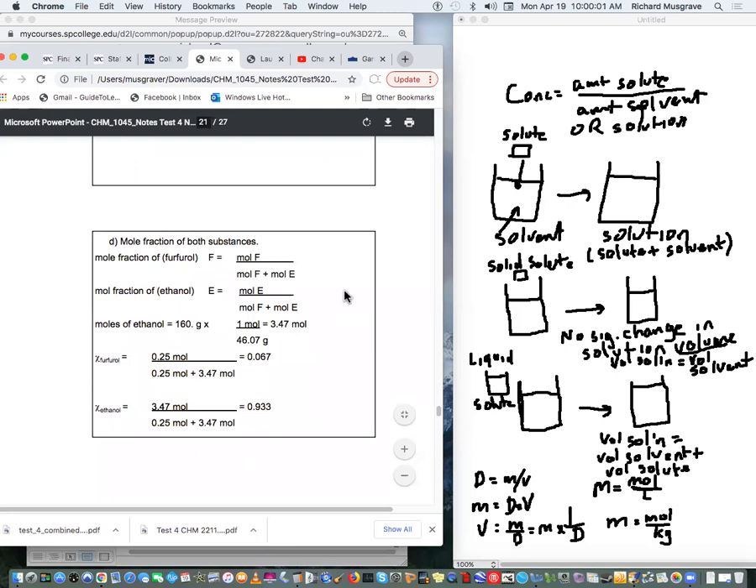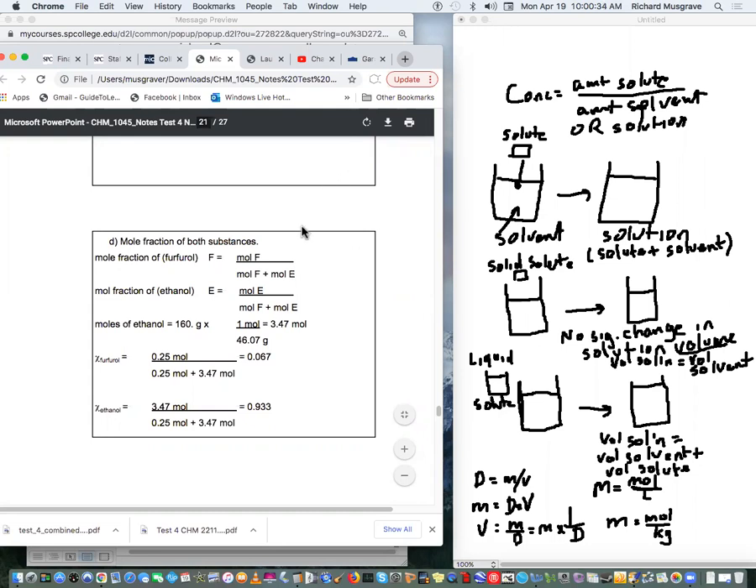We take the moles of furfural divided by the moles of furfural plus the moles of ethanol. That gives the mole fraction, again, no unit. And then the mole fraction of ethanol would be the moles of ethanol divided by the moles of furfural plus the moles of ethanol. Adding those two together again gives 1, which allows us to get the mole fraction of ethanol just by subtracting 0.067 from 1 as well. Does anybody have any questions?